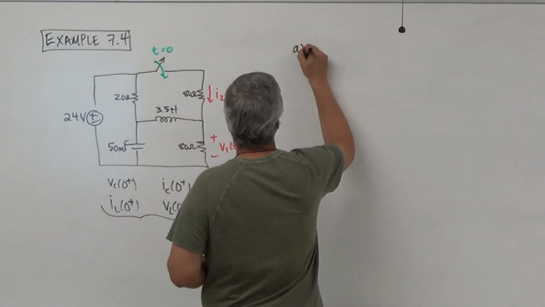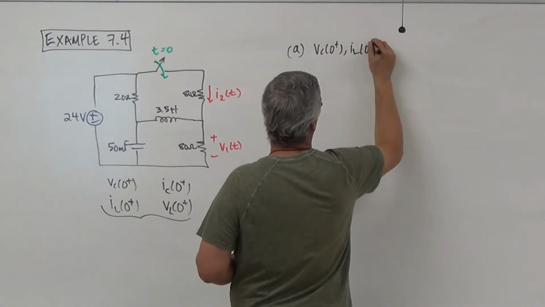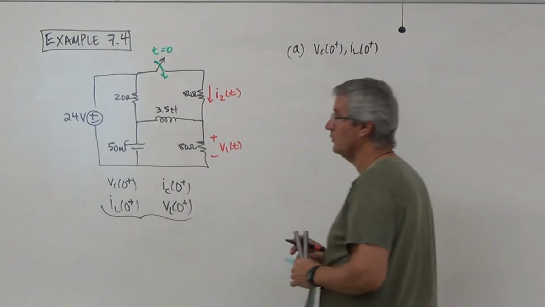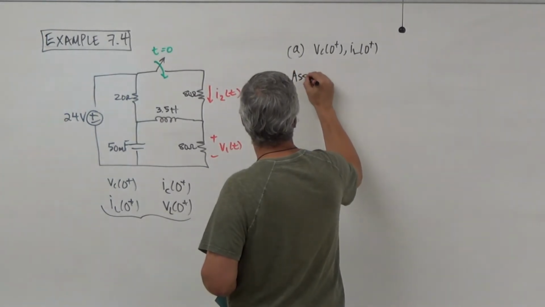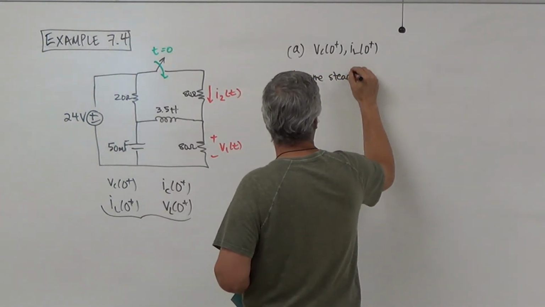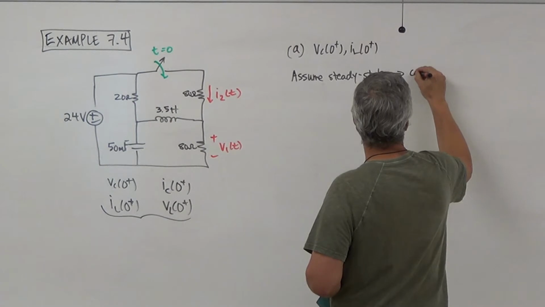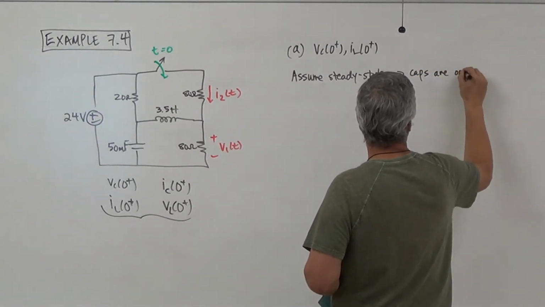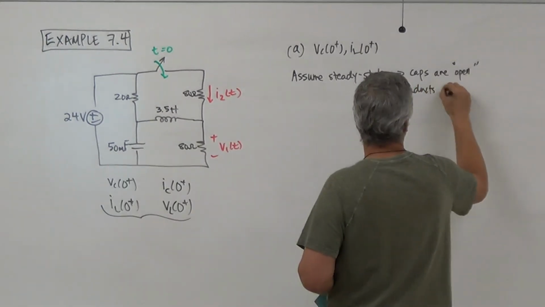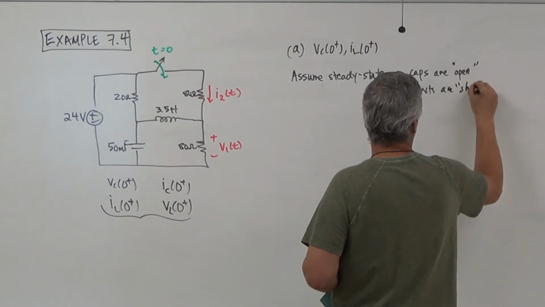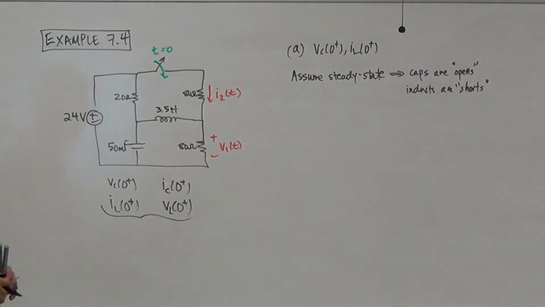So the first part I'm going to do here is that I'm going to go after these guys. So when I look at this guy, I get what? So at steady state, assume steady state. And what do I mean by steady state? We know that caps are open, inductors are short. So if I look at this guy here, I'm going to redraw the circuit.